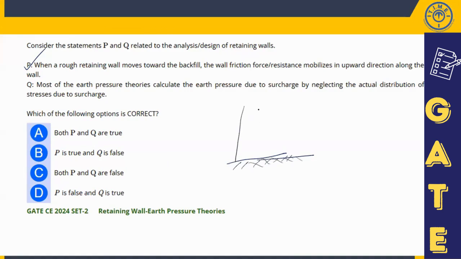Very good guess even. This is our wall. This is our backfill.